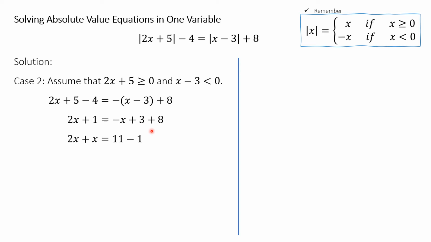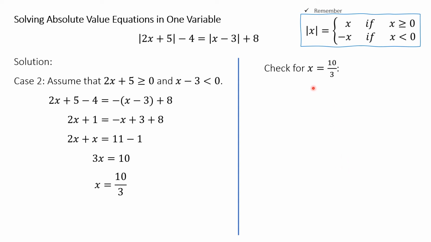Simplifying further, we'll have 2x plus x equals 11 minus 1, which results to 3x equals 10. Solving for x, we can divide both sides by 3, or we can multiply both sides by 1/3. This will give us x equals 10 over 3. So to check whether 10 over 3 is a solution, we can make use of any of the two methods that were presented in the previous slide. In this example, I will be using the first method.